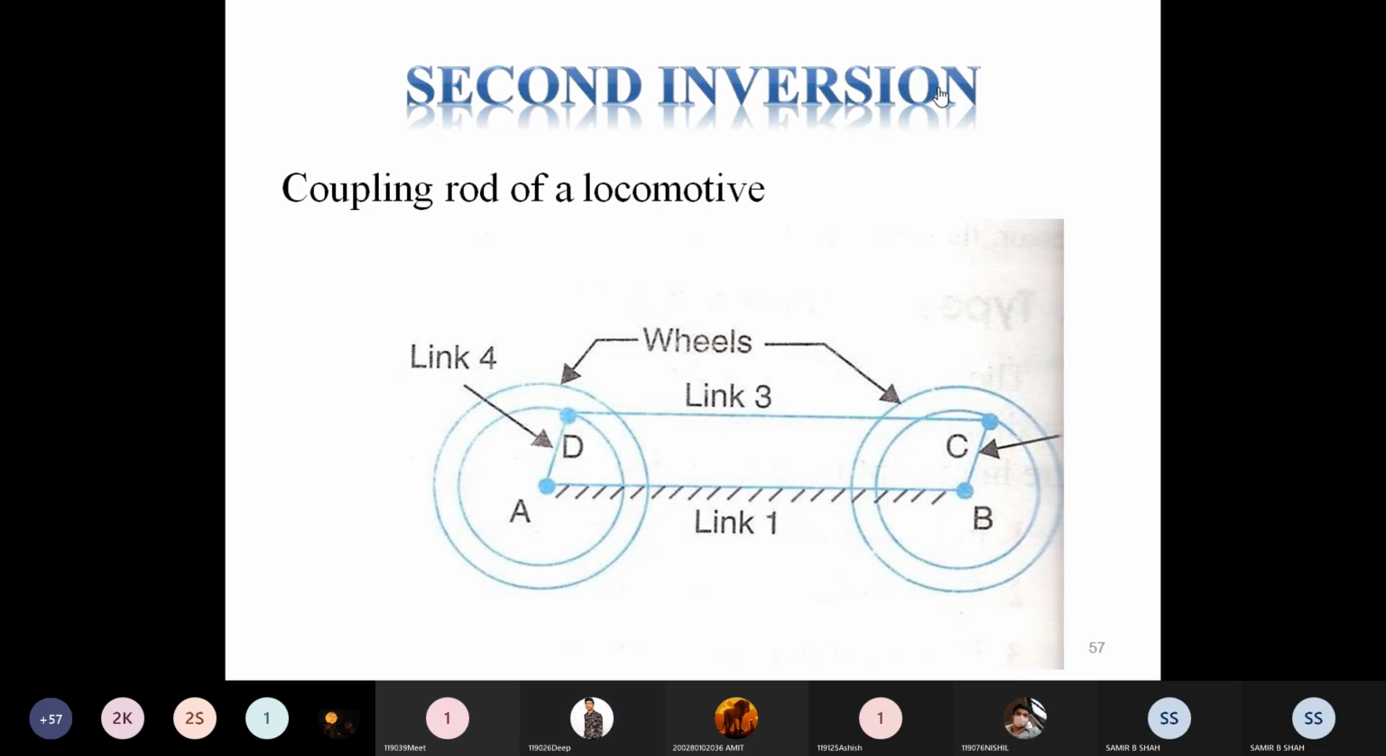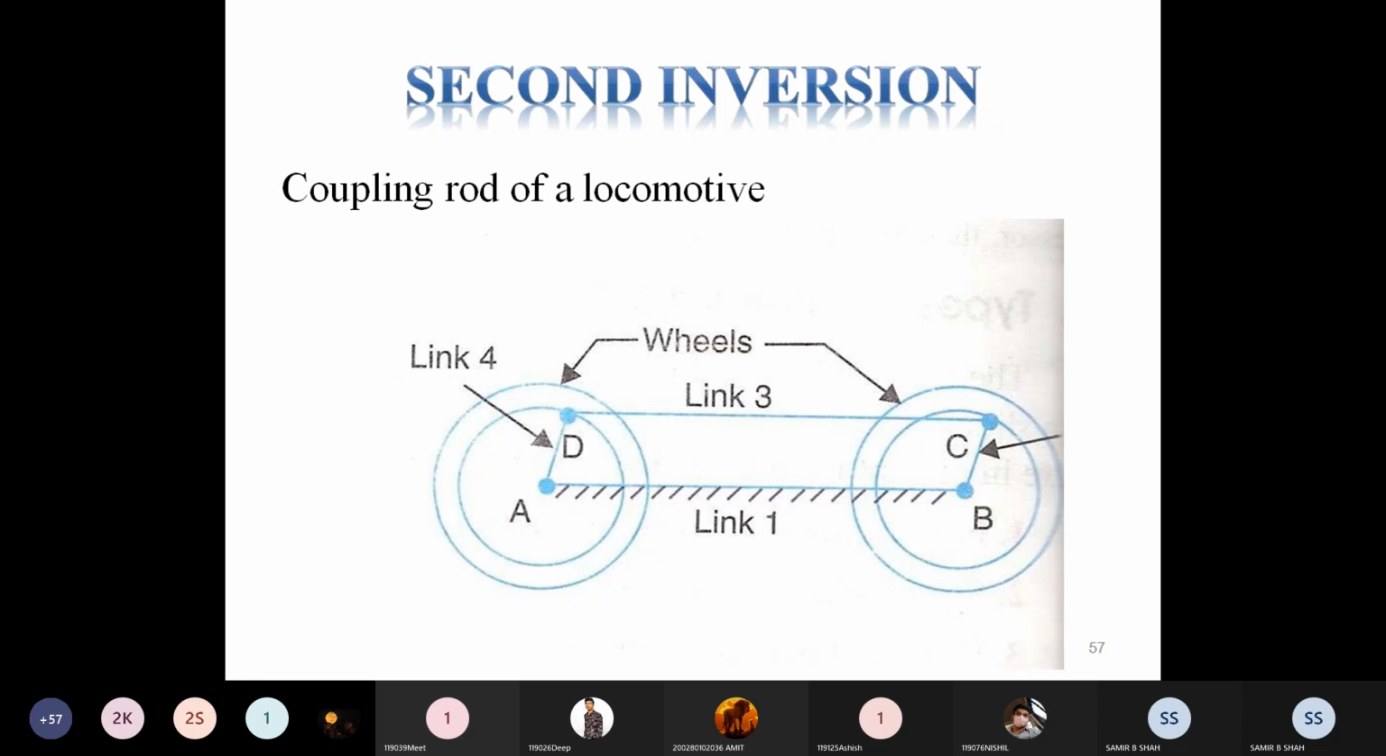Okay. Now from the figure, we consider that link AD and link BC are connected with link 1. And one another thing is there: AD and BC are considered as cranks because both revolve completely.